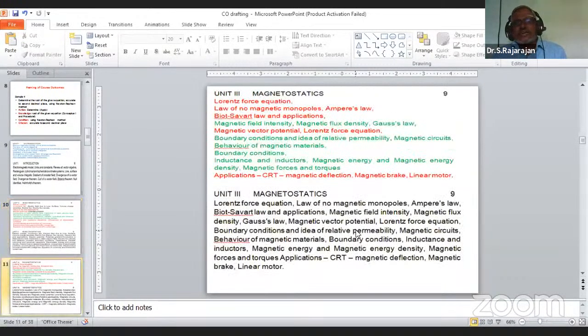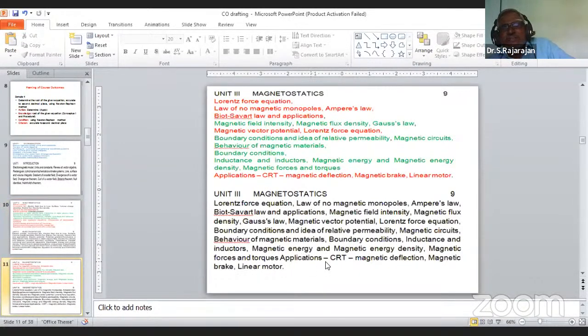Next is magnetostatics. This is the Lorentz force equation. Again, magnetostatics laws are coming. The basics are coming. More or less, all these are equations: magnetic field, vector potential, Lorentz force equation, magnetic circuits, behavior of magnetic materials, CRT, magnetic deflection.